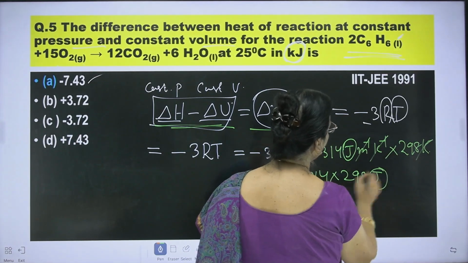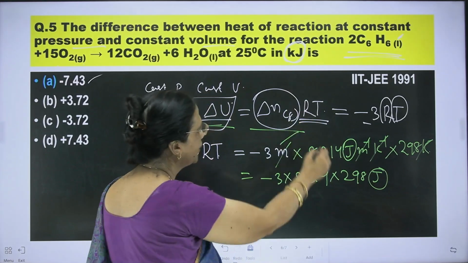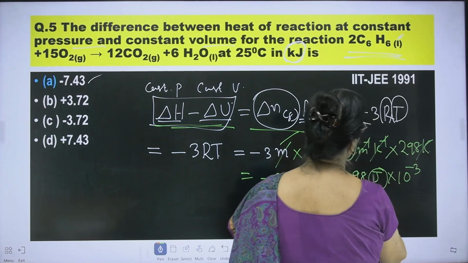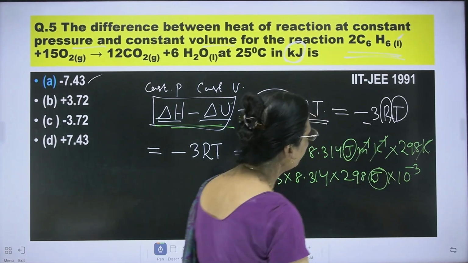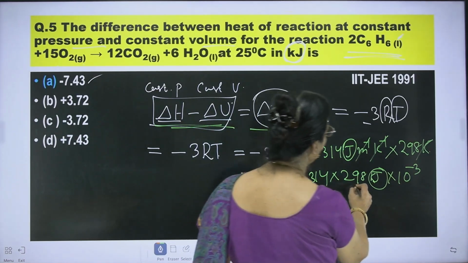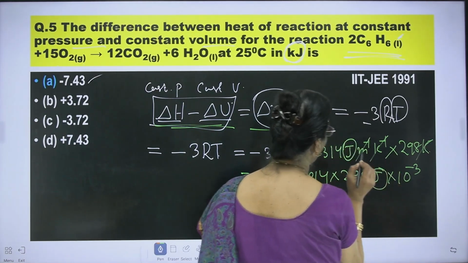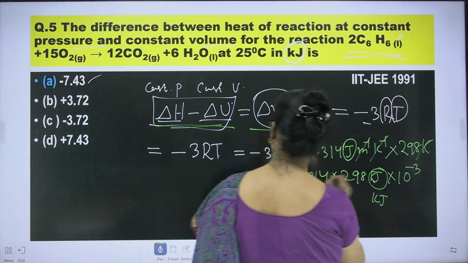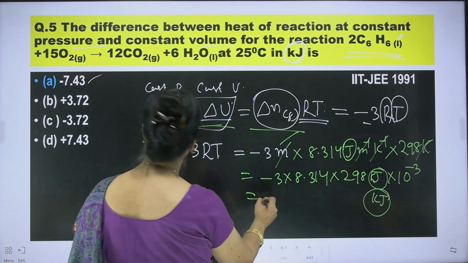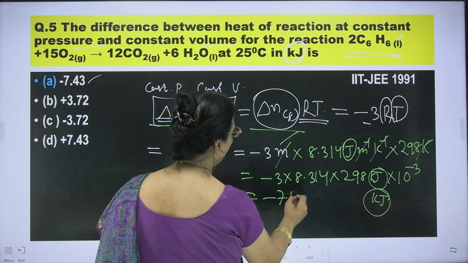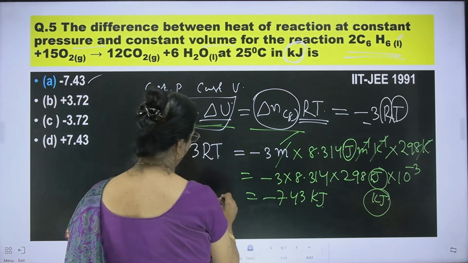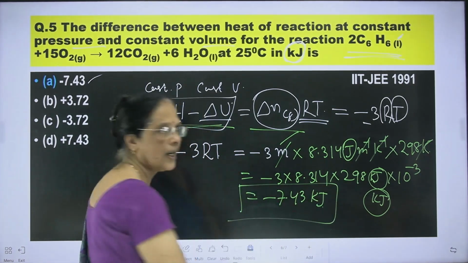Clear? Now the question has been asked in kilojoule, that's why we will multiply by 10 to the power minus 3 to get it as a kilojoule value. So this is equal to minus 3 into 8.314 into 298 into 10 to the power minus 3, in kilojoule. Okay, if you solve this, you will get minus 7.43 kilojoule. Clear? So this is your answer.